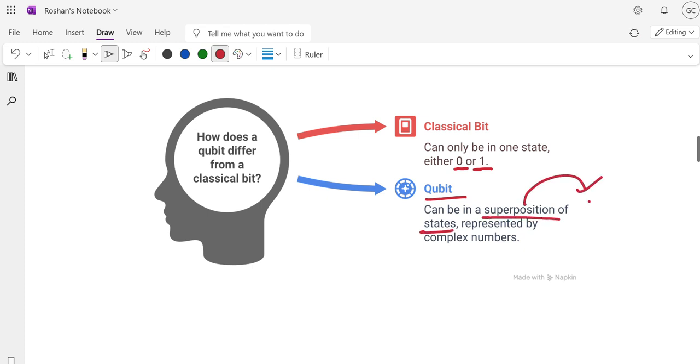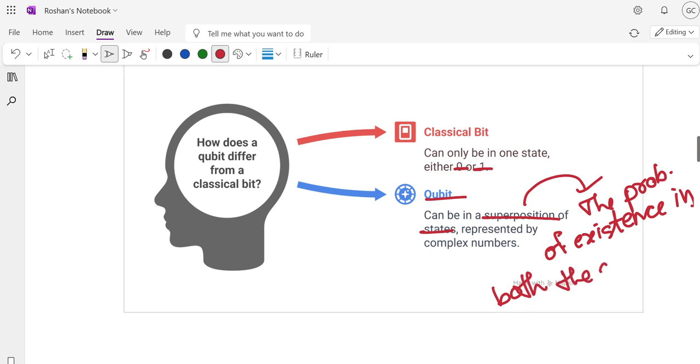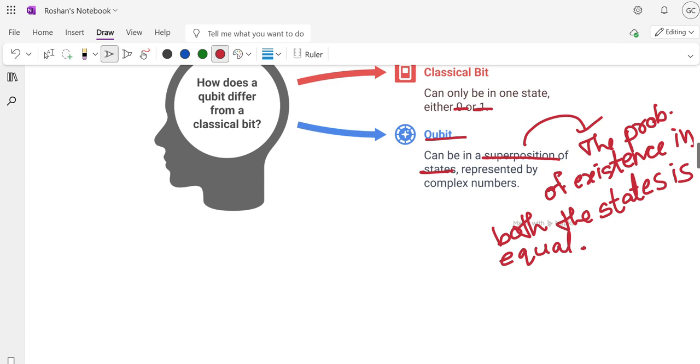Superposition refers to the probability of existence in both the states being equal. Okay, we'll just go through the superposition equation. I have discussed this in an earlier class also.